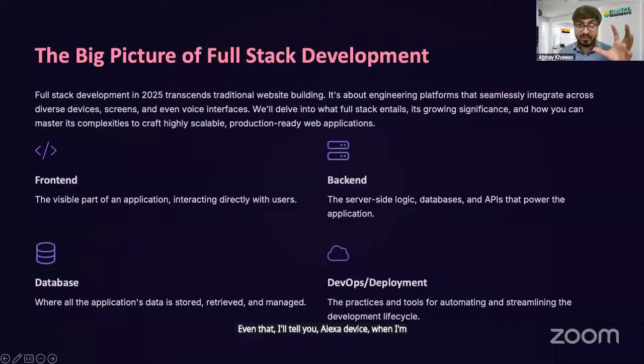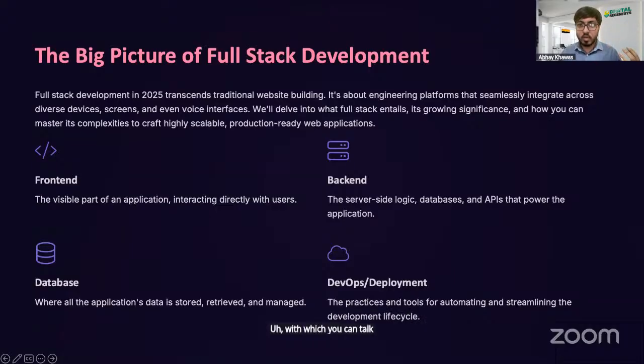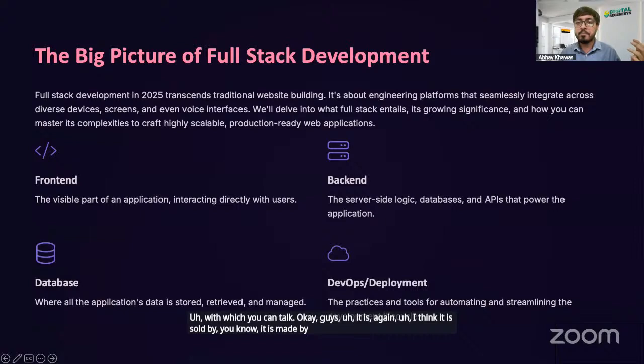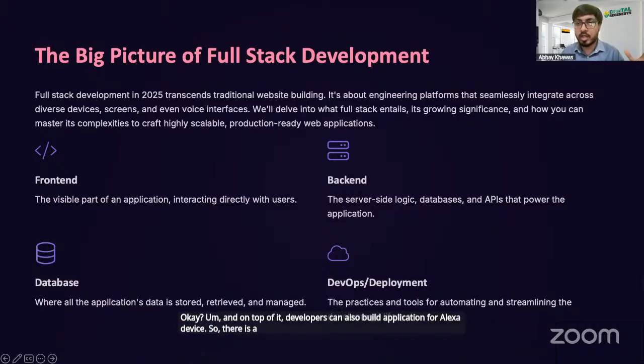When I'm talking about Alexa device, those who do not know about Alexa, just to tell you, it's basically a device with which you can talk. I think it is made by Amazon. If you buy that device, you can talk with it. You can say, hey, play me some music, buy something from Amazon. If you want to rate something, you can do a lot of things with the Alexa device. On top of it, developers can also build applications for Alexa device. The whole community of developers are there for Alexa. So Alexa is basically a device.